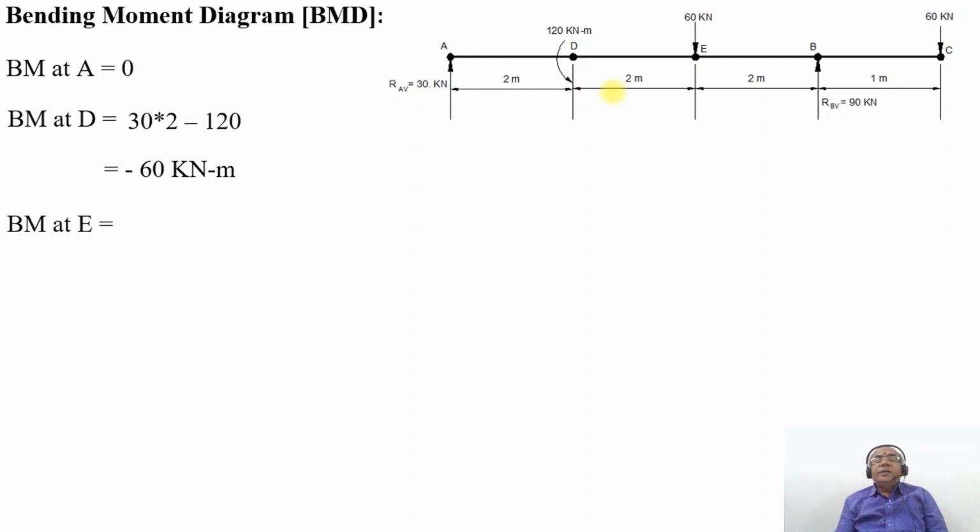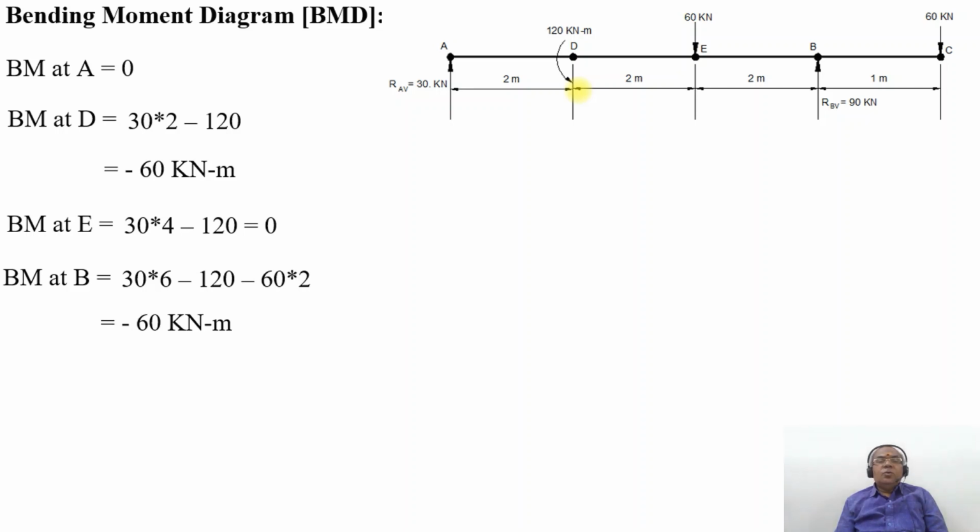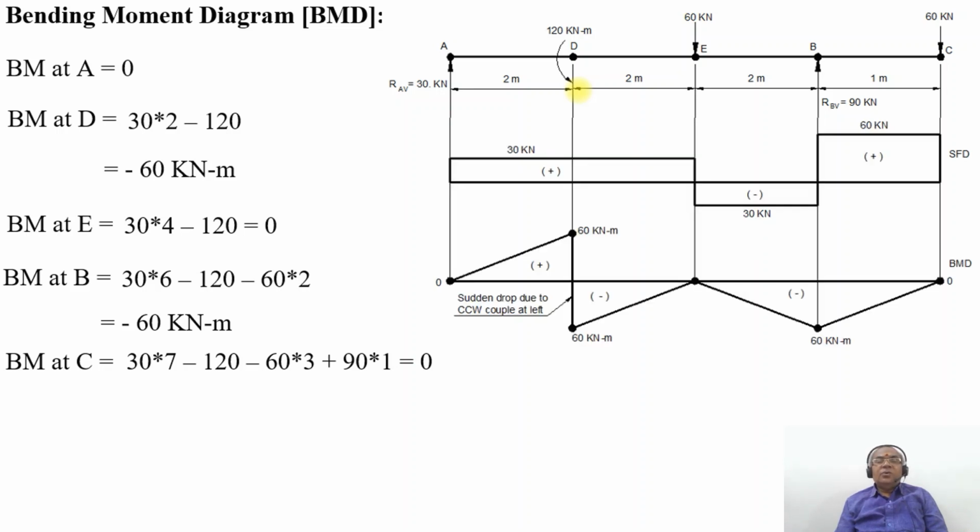Then at the point E, bending moment will be equal to plus 30 into 4 minus 120, that is 120 minus 120, which is equal to 0. BM at B will be equal to plus 30 into 6 minus 120 minus 60 into 2, which is equal to minus 60 kilonewton meter. And similarly BM at C will be equal to plus 30 into 7 minus 120 minus 60 into 3 plus 90 into 1, which is equal to 0. So this is how you will be able to get the bending moment diagram.